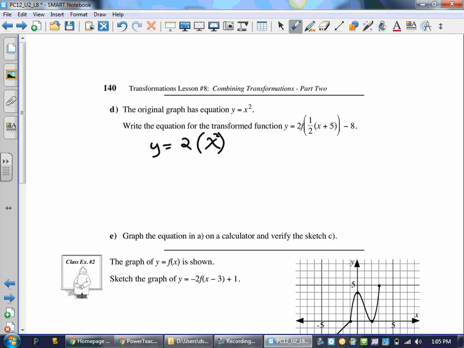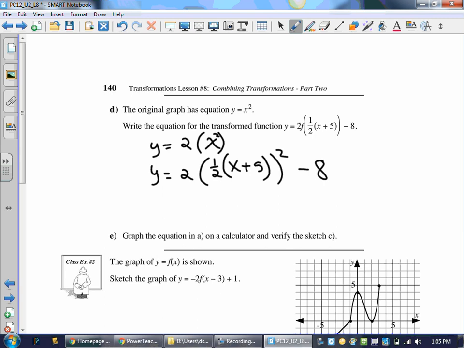Then I'm going to do some horizontal things to it. I'm going to take my x value. I'm going to put a 1/2 in here. And my x plus 5 is here. And I'm going to square all of this. Yep, and then I'm going to minus 8. Yeah? Yeah, okay, we're not done.